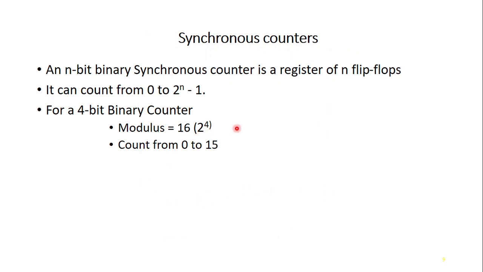For an n-bit binary synchronous counter, n flip-flops are required and it can count from 0 to 2 raised to n minus 1. For example, for a 4-bit binary counter, the modulus, that means the number of states of the counter, is 2 raised to 4, which is 16, and it can count from 0 to 15. So on the 16th clock pulse, it recycles to the 0th state, then starts again from 1.